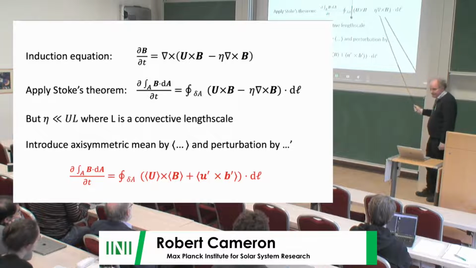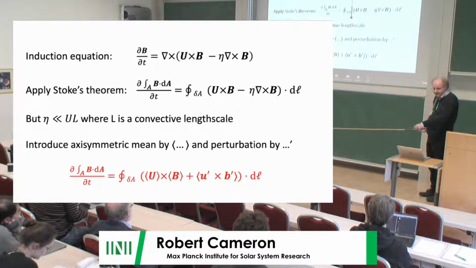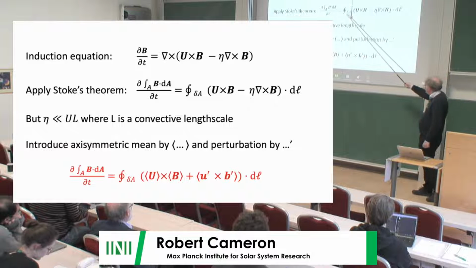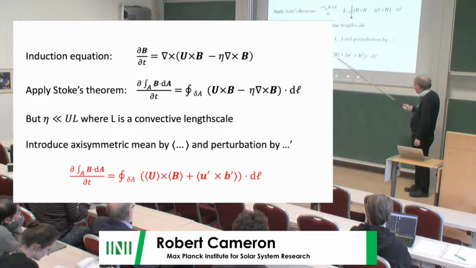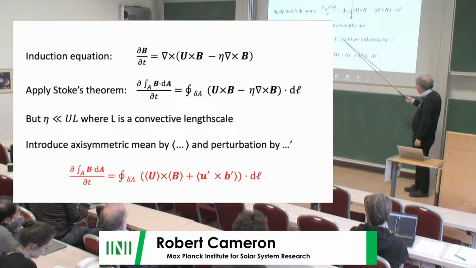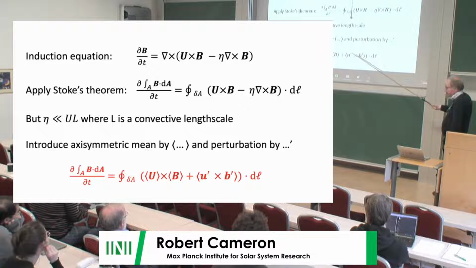Unlike the people in the geo community, on the sun the microscopic diffusivity is tiny, tiny, tiny, tiny. We can forget it. So this term we don't have to worry about at all. It's not going to contribute to the surface integral. And because it's convenient, I'm going to introduce the large-scale, so the axisymmetric, fields and flows using brackets, and the non-axisymmetric components using primes.